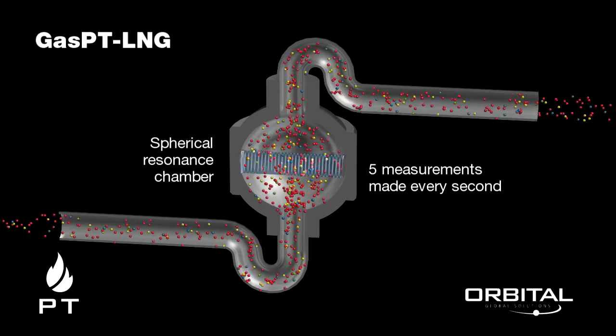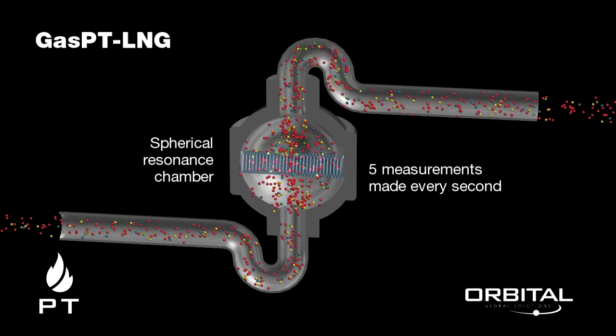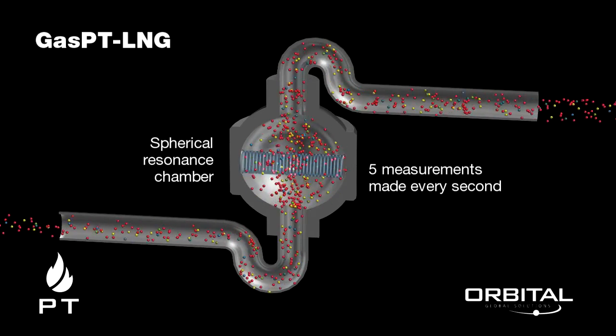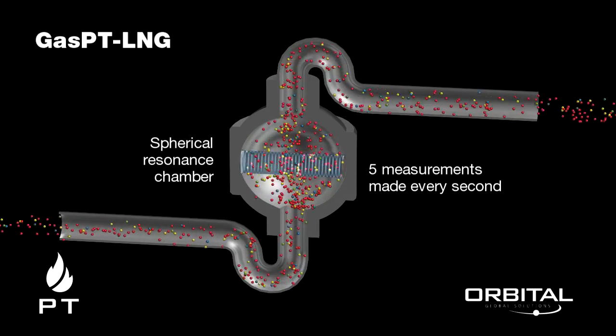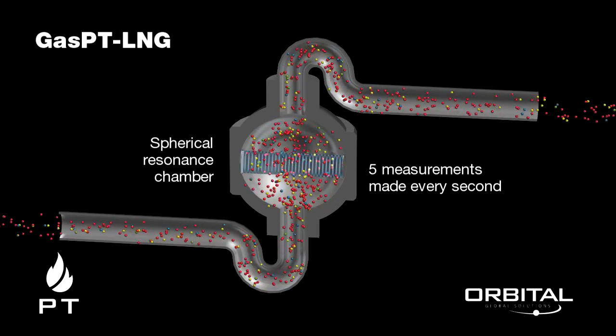Further within the apparatus, GasPT LNG, the primary measurement device, the spherical resonance chamber, obliges a mingling of the molecules entering it to ensure an even more reliable measurement.